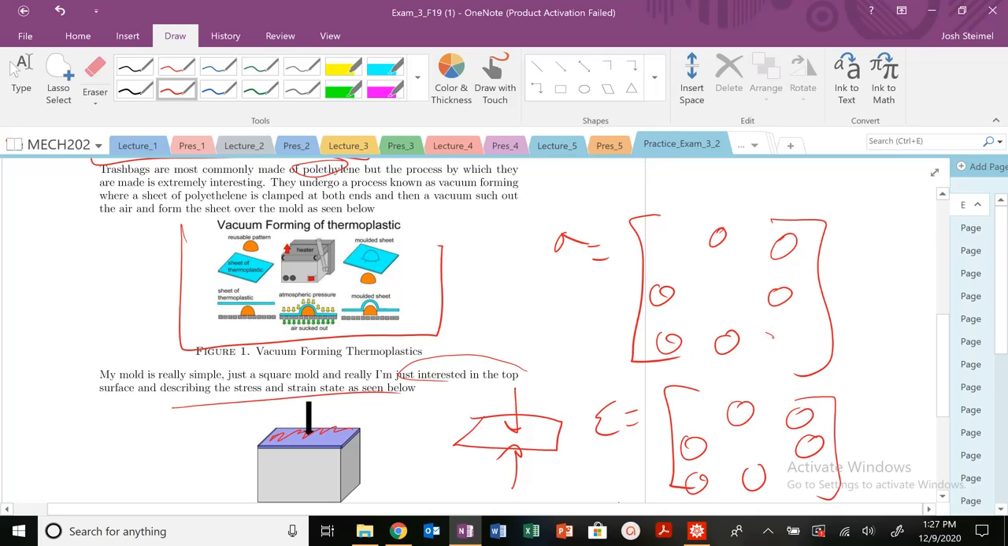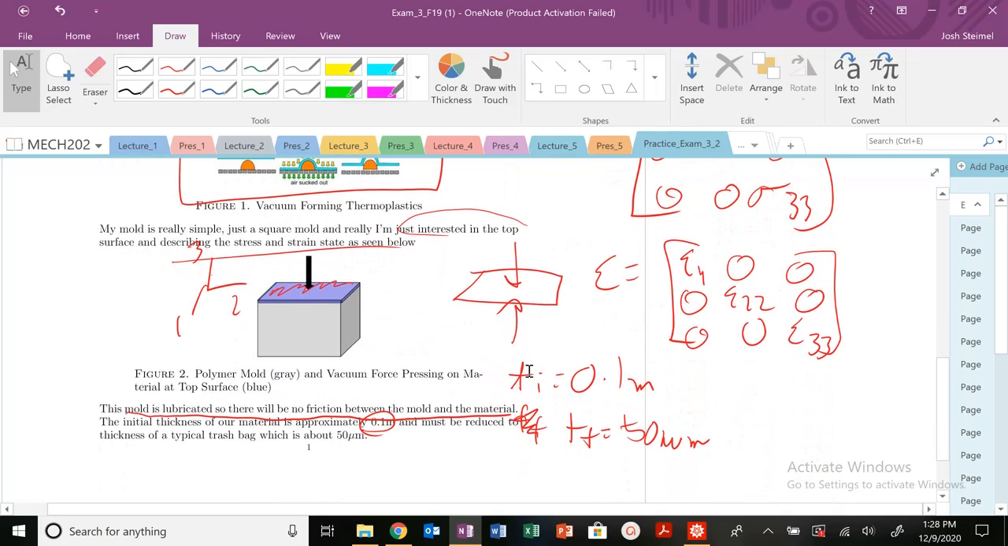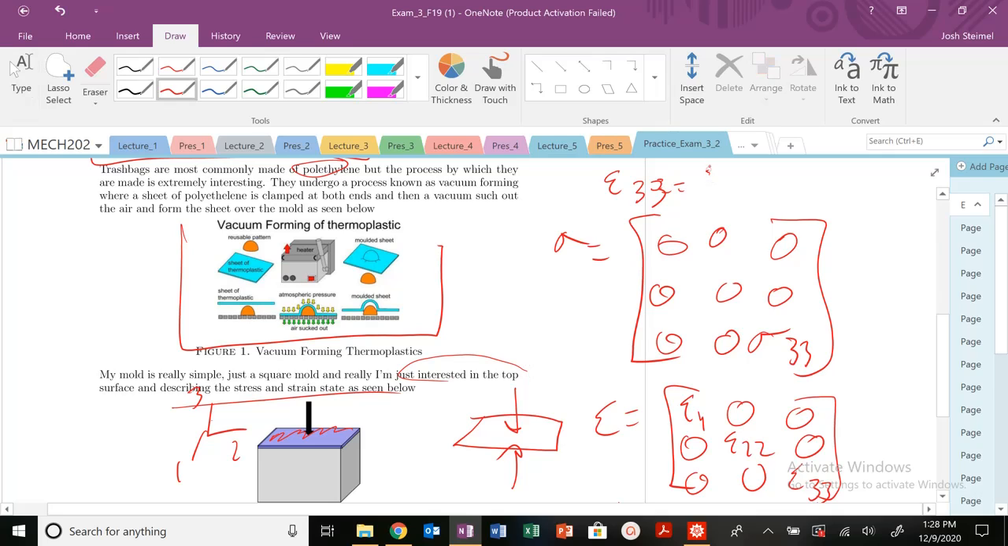From this diagram, I definitely know that there's going to be a stress in the 3,3 direction. Let me draw my coordinate system: 1, 2, 3. Is there any stress in any of the other directions? No, because my material is unconstrained, so there are no other stresses. This is a simple uniaxial stress problem. However, there will be a strain in the 1,1, a strain in the 2,2, and definitely a strain in the 3,3. The strain in the 3,3 is going to be my final thickness, 50 micrometers, minus the initial thickness of 0.1 meters, divided by 0.1.